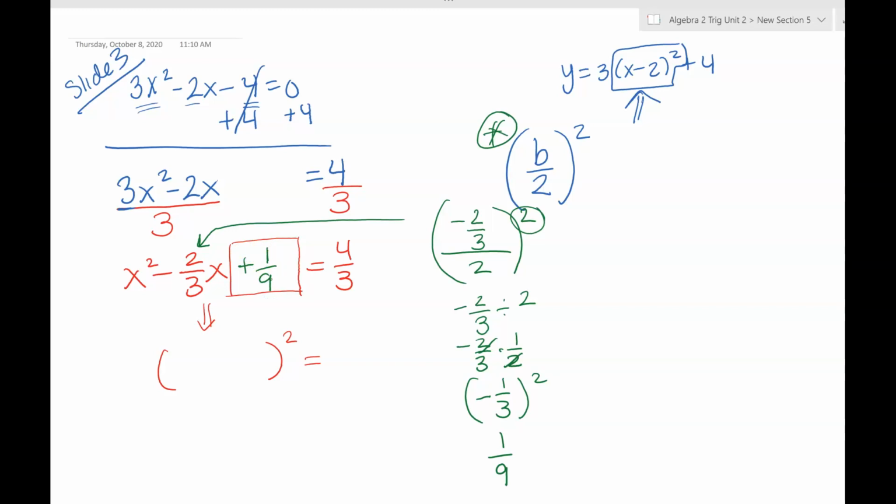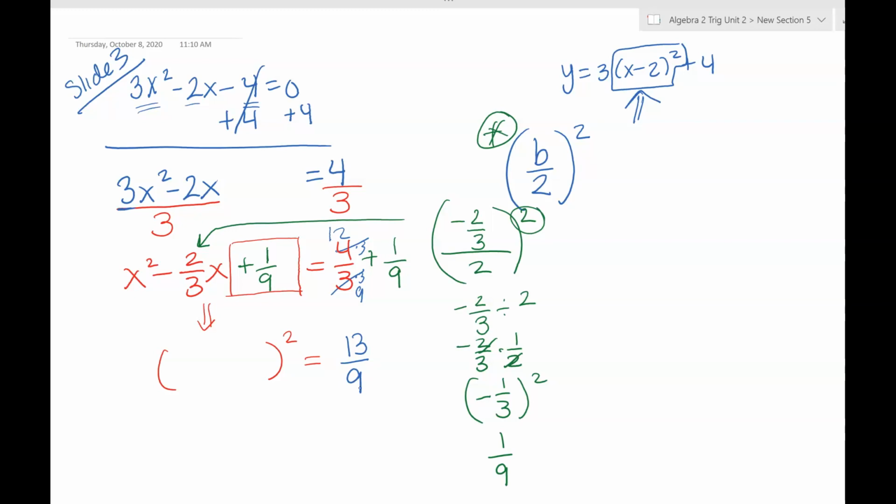We are welcome to add in whatever we want to the left side of the equation as long as we also add it to the right. We're now going to go through and make common denominators on the right side so that we can add these together. So I'm going to think about this as 12 over 9, giving me a total of 13 over 9. And on the left side, the whole purpose of writing a perfect square or completing the square was to factor it as something squared and be able to use square roots.